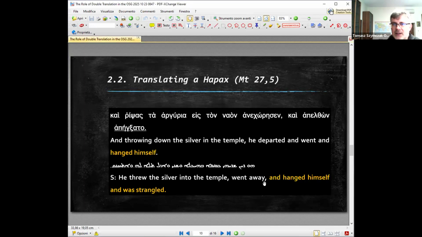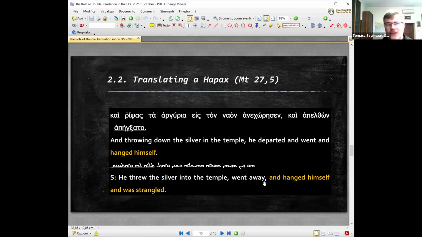So the second example, how to translate a hapax. In Matthew 27:5, we encounter a hapax legomenon, the aorist of the verb apancho, to hang oneself, which describes the manner in which Judas ends his life.